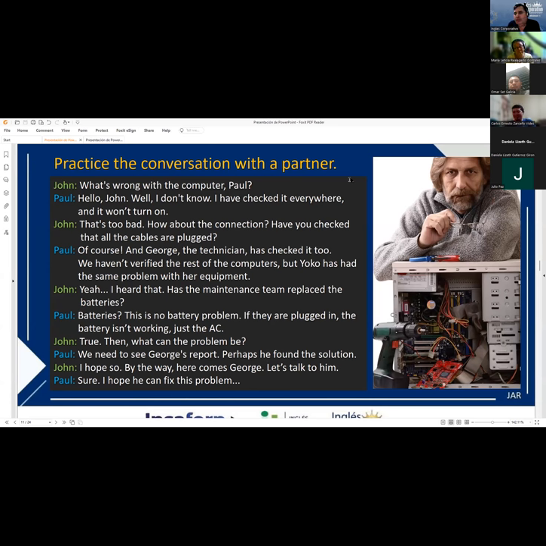So what's wrong with the computer, Paul? Hello, John. Well, I don't know. I have checked it everywhere and it won't turn on. That's too bad. How about the connection? Have you checked that all the cables are plugged? Of course. And George, the technician, has checked it too. We haven't verified the rest of the computers, but Yoko has had the same problem with her equipment. Yeah, I heard that. Has the maintenance team replaced the batteries? Batteries? This is no battery problem. If they are plugged in, the battery isn't working, just the AC. True. Then what can the problem be? We need to see George's report. Perhaps he found the solution. I hope so. By the way, here comes George. Let's talk to him. Sure, I hope he can fix this problem.